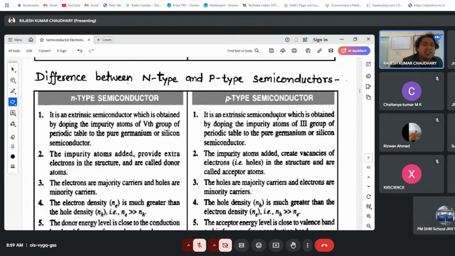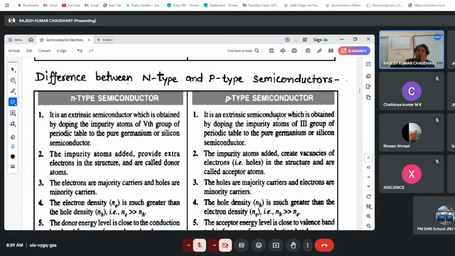N-type is negative type semiconductor, first difference. P-type is positive type semiconductor. N-type has electrons as majority charge carriers and holes as minority charge carriers. In p-type semiconductor, holes are majority charge carriers and electrons are minority charge carriers. Got it? To make n-type semiconductor, remember, we have to use pentavalent impurity atoms. To make p-type semiconductor we have to use trivalent impurity atoms.